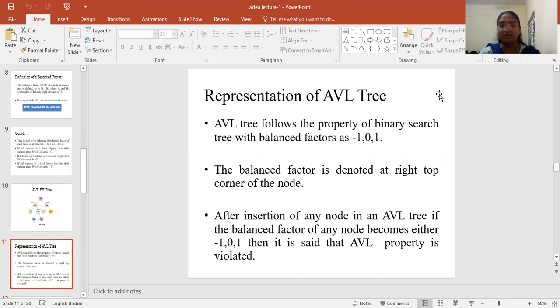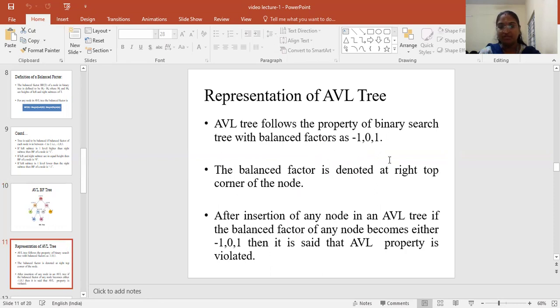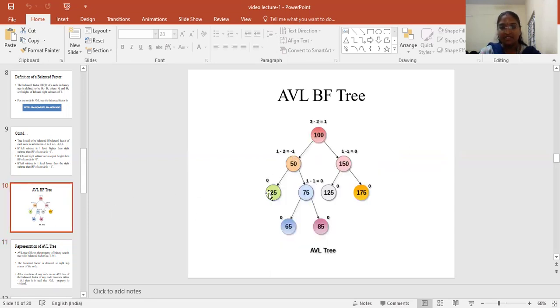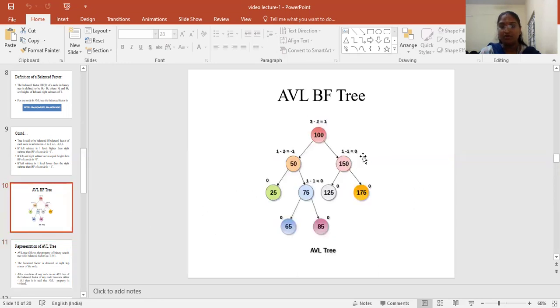Now, we'll check how the representation takes place. The representation is nothing but whatever we have seen in the diagrammatical part, kept in a statement. Here, the AVL tree follows the property of a binary search tree with balance factors of -1, 0, and 1. See, -1, 0, and 1, not beyond that. Next, the balance factor is denoted at the right top corner of the node, means here. Right top corner of the node.